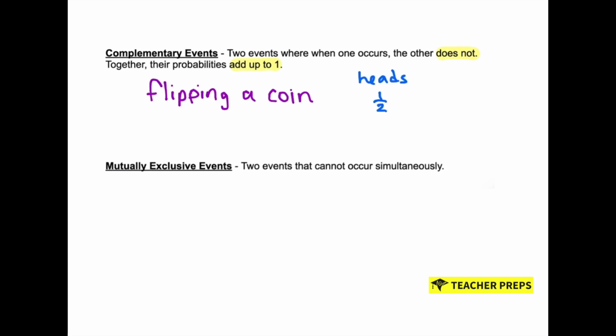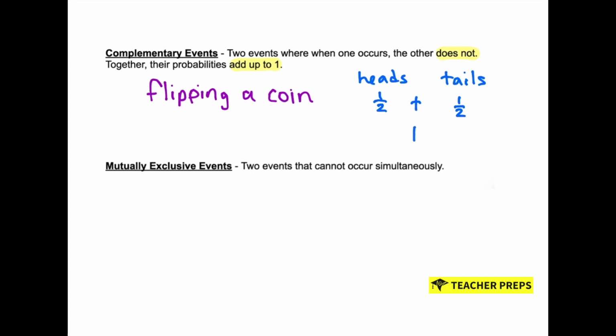You have a 1/2 chance of flipping and getting heads, and a 1/2 chance of flipping and getting tails. You cannot flip and get heads and tails in the same flip. And also, when you take 1/2 plus 1/2, you get 1 whole.